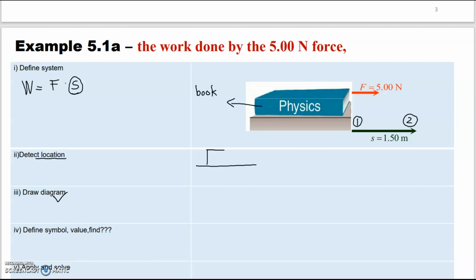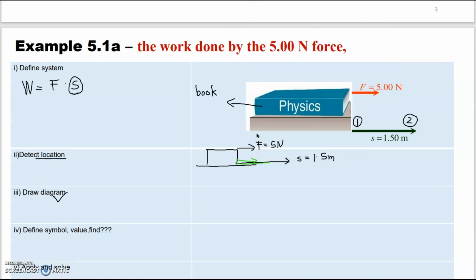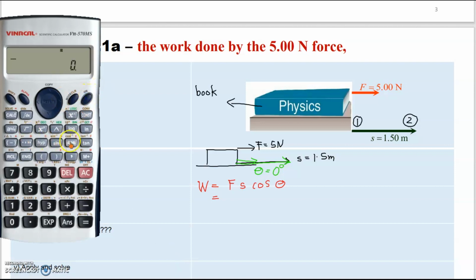Just draw our free body diagram. This is our F, which is 5 Newton, and also our displacement, S is equal to 1.5 meter. When we draw it, we can see that the angle between F and the displacement is equal to 0. The equation we are going to use is W equals F S cos theta. Cos 0 is equal to 1.